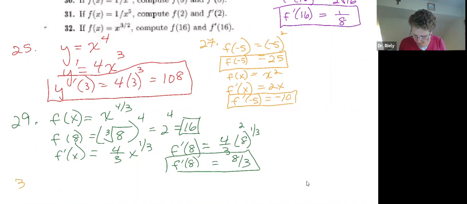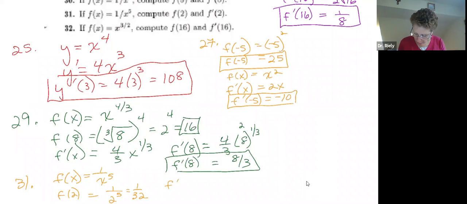So 31 says if f of x is 1 over x to the 5th, I'm going to compute f of 2 and f prime of 2. So you should be getting comfortable with this pattern. So f of x equals 1 over x to the 5th. So therefore, f of 2 is going to equal 1 over 2 to the 5th. And I believe 2 to the 5th, isn't that 32? Yes. So this equals 1 over 32.